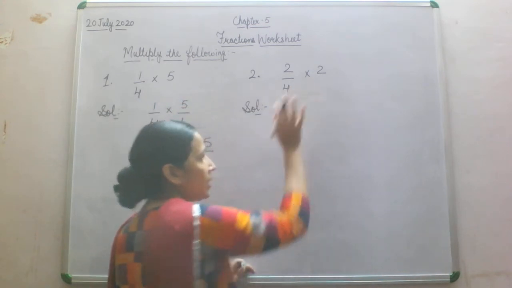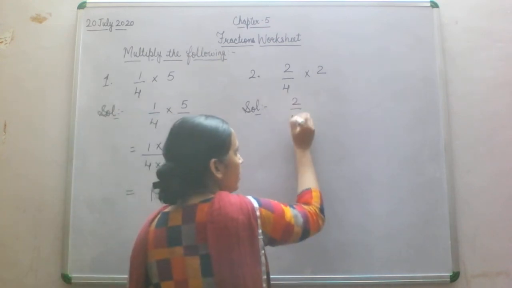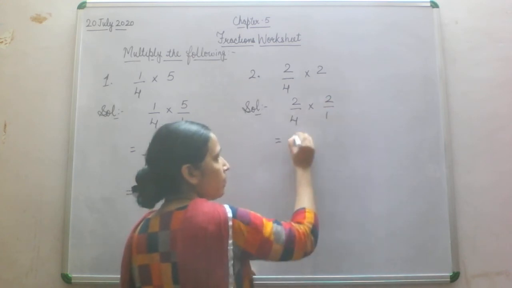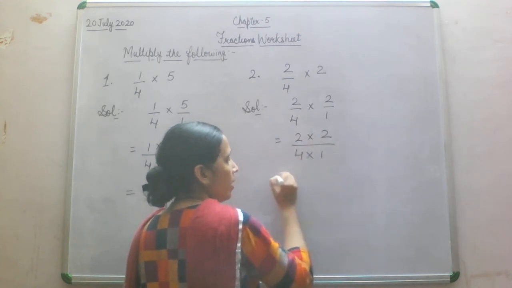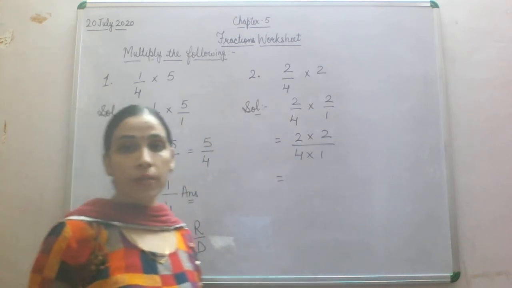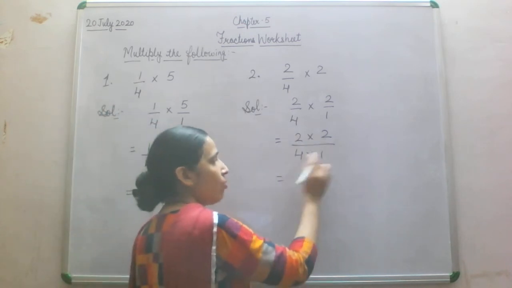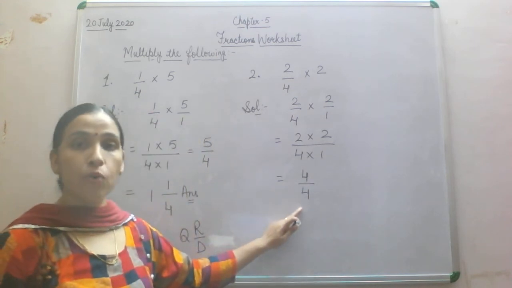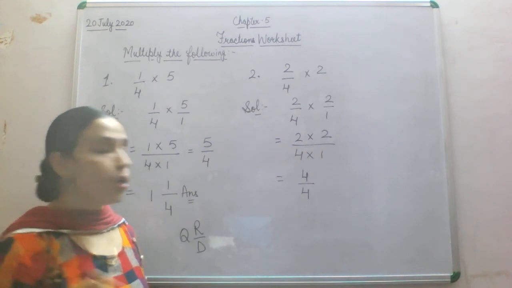2 by 4 multiply by 2. Now what is the first step? The first step is to write 1 as the denominator. So we'll write 1 as a denominator. Now the second step: 2 multiply by 2 and 4 multiply by 1. Now the next step, we will multiply the numerator by the numerator and the denominator by the denominator. Now 2 2s are 4 and 4 1s are 4. Now we have 4 as a numerator and 4 as a denominator. Now what is the next step? We are going to reduce it to the lowest term.